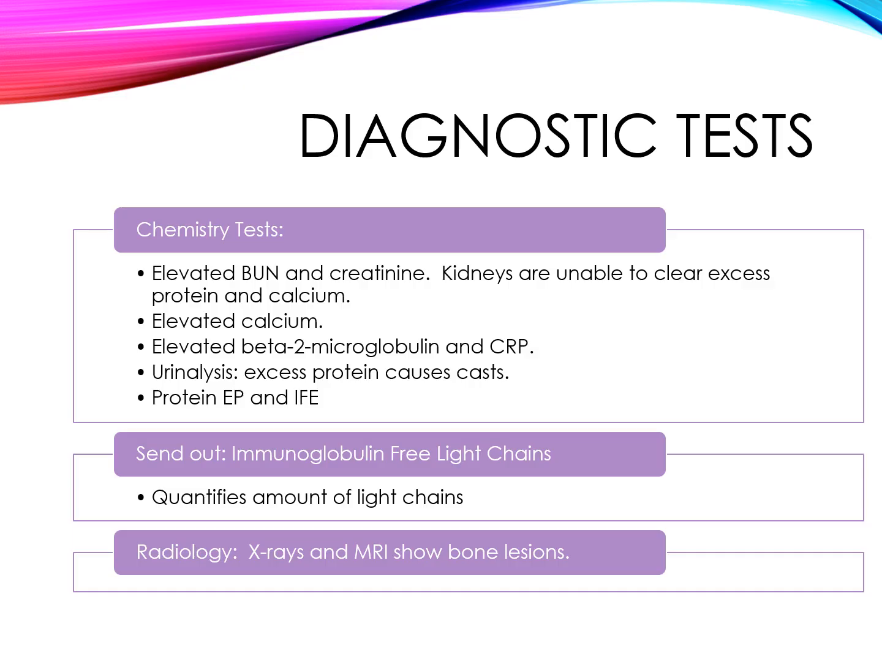Okay, so a couple more diagnostic tests. So we've moved on from hematology. We are going to be looking at chemistry tests. So because of that kidney dysfunction, we are going to have an elevated BUN and creatinine. And that's because the kidneys, again, are unable to clear that excess protein and that excess calcium that's in the serum, or the plasma rather. Again, we're going to have that elevated serum calcium, elevated beta 2 microglobulin, and an elevated CRP.